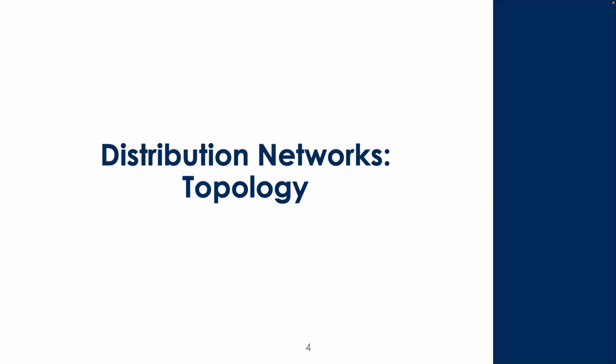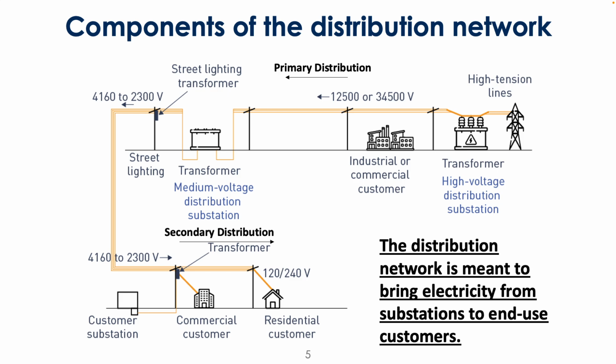So, the first thing I want to talk about is topology. And again, reiterating what was covered in the guest lecture, when we think about the distribution as it pertains to the poles and wires going to our end uses, this is everything in the system following a transformation step down from our transmission system to a lower voltage, and then going all the way to our end use customers.